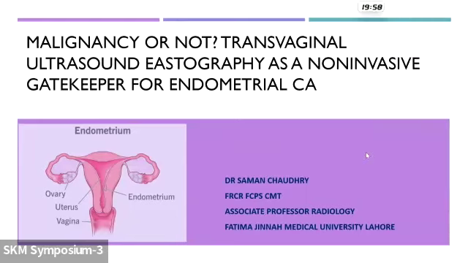First of all, I'd like to congratulate the entire team of Shaukat Khanum for putting up this amazing activity every year, especially the radiology department for having us here and giving us this opportunity to come together and learn new things.